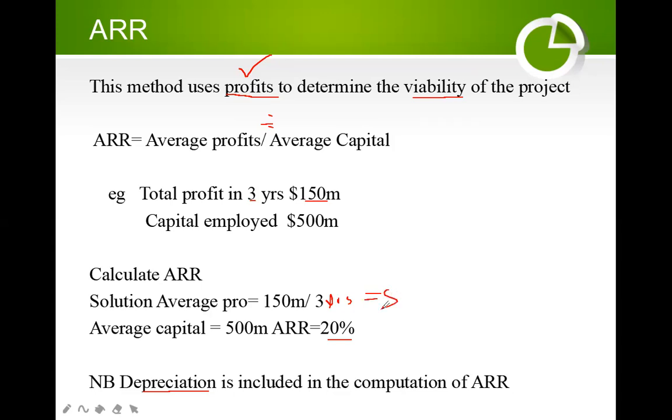Our annual average profit means on average we get 50 million every what? Every month. Okay, or every year, not every month. Then we are supposed to determine our capital employed. Our capital employed is taken to be 1/2 of the initial outlay. This is the amount that they invested. We call it I0, which is our initial outlay. In simple terms, the company actually invested 500 million in the project, which we call the initial outlay.